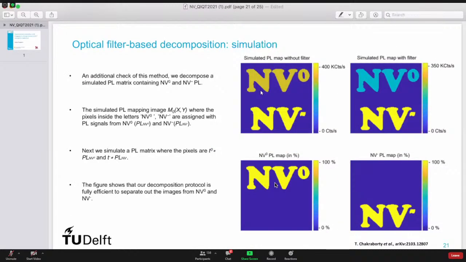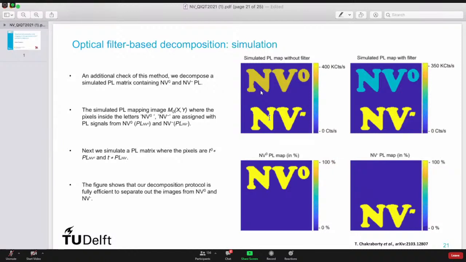We wanted to check whether this method is efficient or not. So we simulated the images for NV0 and NV minus. In this image for NV0, all the pixels are assigned the integrated signal of the NV0 spectrum, and the same for the NV minus.